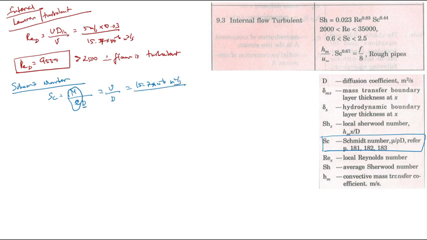So the kinematic viscosity is 15.7 into 10 to the power of minus 6 meter square per second, divided by D. What is D? Many of you confuse D with diameter. It is not the diameter, it is DAB, the diffusion coefficient, given in meter square per second. For our convenience, we write it as DAB. Somebody may make a mistake substituting DAB instead of diameter, so please be careful. This is DAB, not a diameter. DAB is given in the problem.